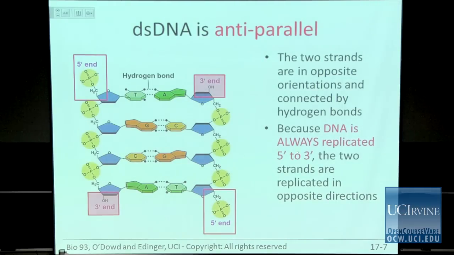Because DNA is always replicated 5' to 3', the strands have to be replicated in opposite directions because each one is replicated 5' to 3'. So the next nucleotide would be added here, the next nucleotide would be added here, opposite ends.